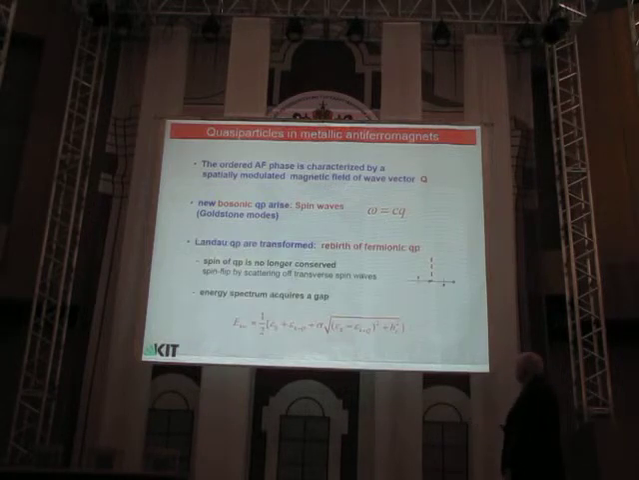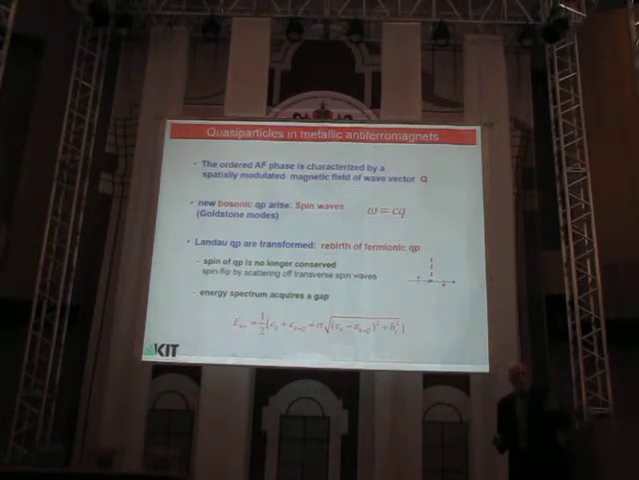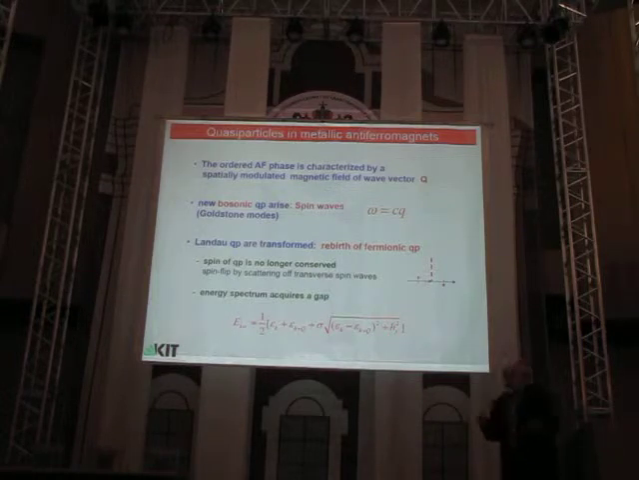So these are the new quasi-particles that we get in the ordered state. And what happens to the Landau quasi-particles? Well, they are transformed to quasi-particles which no longer have a conserved spin, because these particles can now scatter off transverse spin waves. They can change their spin. So there's no one-to-one correspondence between electrons and these quasi-particles anymore. And they acquire a gap in the energy spectrum as well. This is very similar to the superconducting or superfluid case.